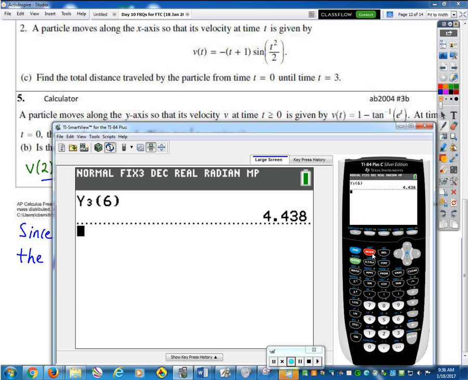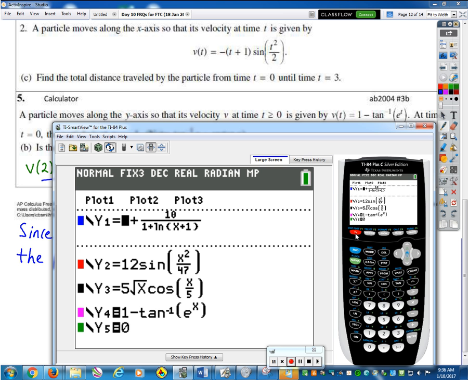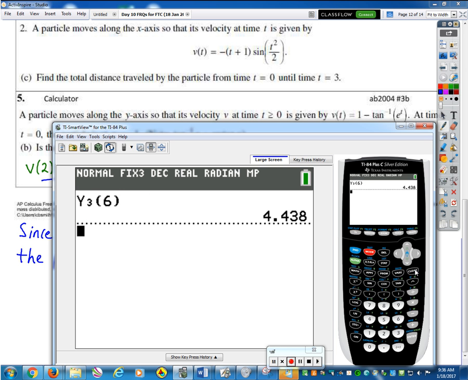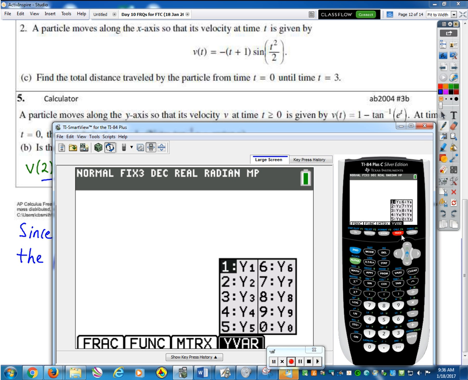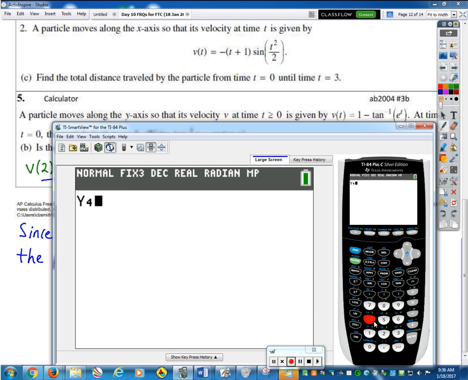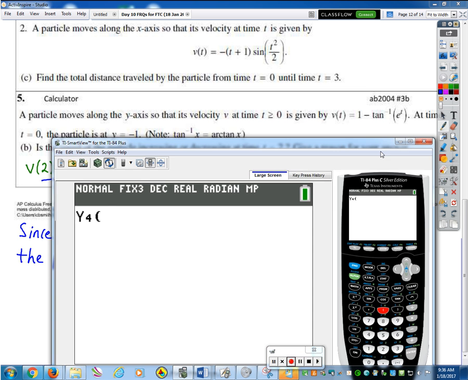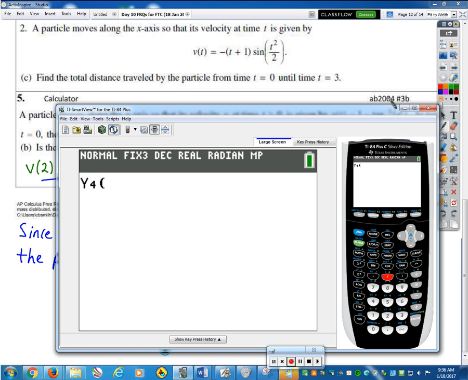You have a question there? On the main screen, let's see, I put that in, where did I put it? Y4. So all I have to do now is say Y4. That's alpha trace 4 at, you want to know what's happening at time equal 2, and then I just write down the value. Questions?